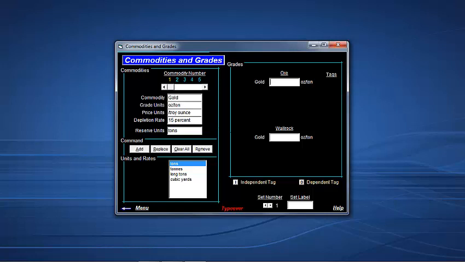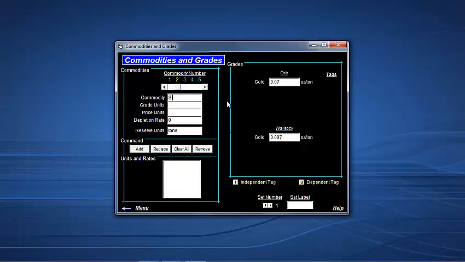For gold, we'll say the grade is 0.07 ounces per ton, and let's say that any wall rock or dilution waste that is recovered along with the ore carries a little bit of gold as well, in this case 0.007 ounces per ton.